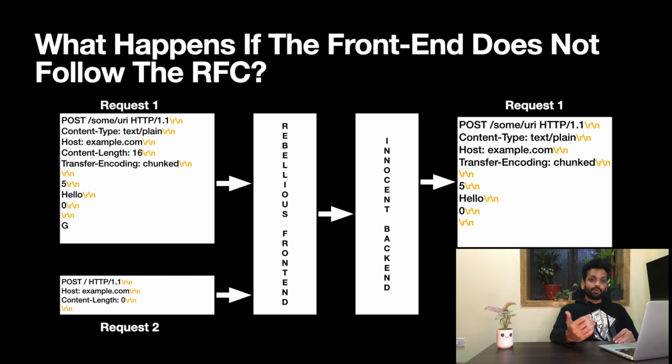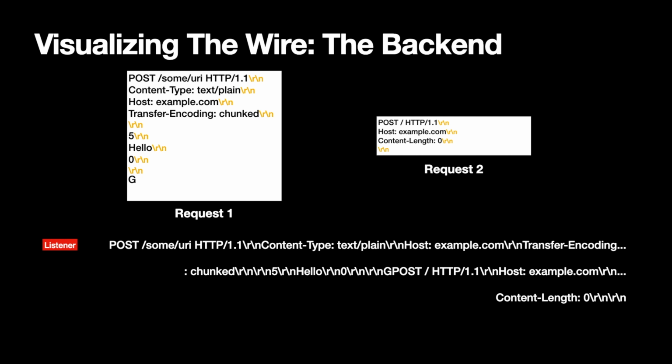So to understand where the G went, let's try and mimic the HTTP listener ourselves and understand what the server is doing and where the letter G is being sent. Let us visualize the wire, and how the backend is interpreting the request that it is receiving from the front end. Here you can see the start of request number 1 is the POST method. You have the request line first, which ends with a CRLF.